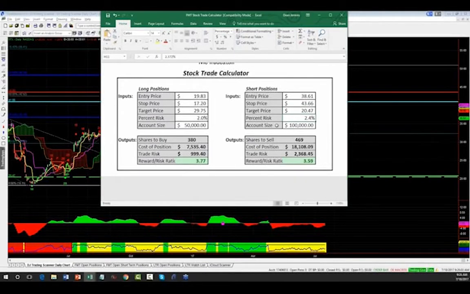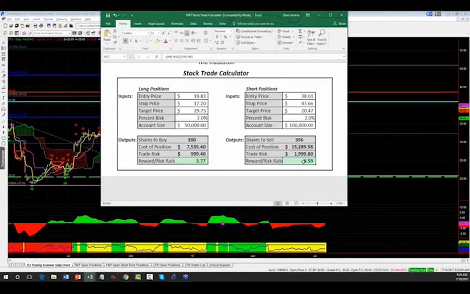So what this is saying is, percent risk, I want two. This says go short 396 shares. It's going to cost you $15,000. That's not 2% of my account. What it's saying is, if it hits the current stop, you're going to lose $2,000, 2% of your account. I don't want to lose 2% of my account, but I can tolerate it. And it says it's got a reward to risk ratio of 3.59. So if it hits the stop, I'm going to lose $2,000. If it's a winner, I'm going to make about $7,000.